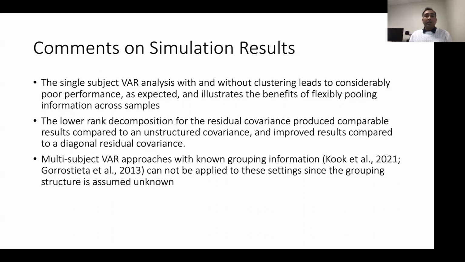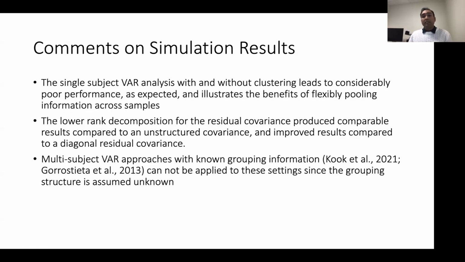The other result that we found really promising is that we fit our model with the low rank representation of the covariance, which allowed us to scale up to a higher number of nodes. And then we compared the estimation and inference performance of that model with an unstructured covariance setting, which obviously is not as scalable to a high number of nodes.